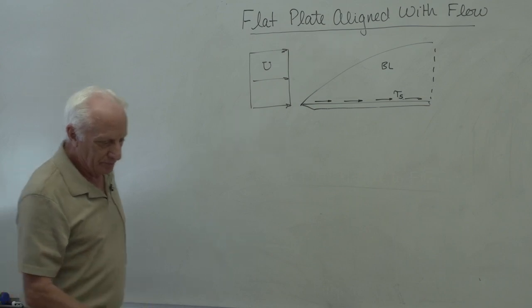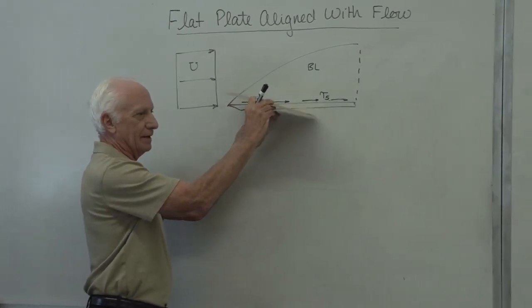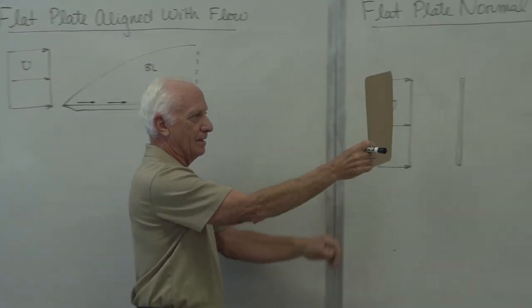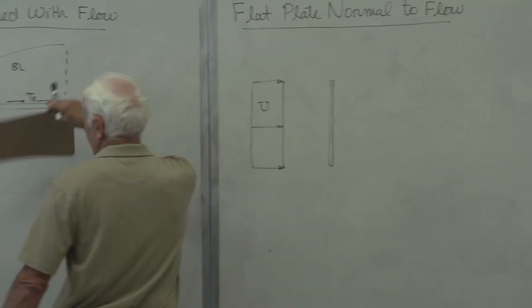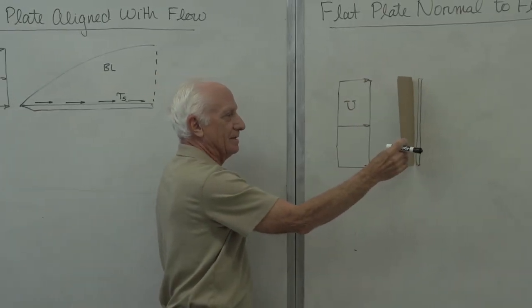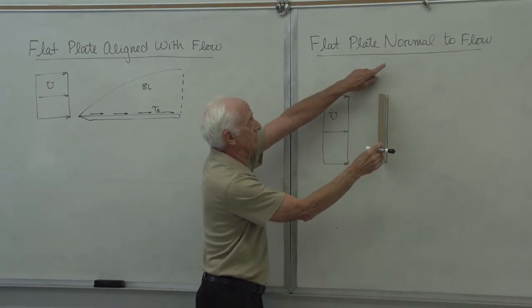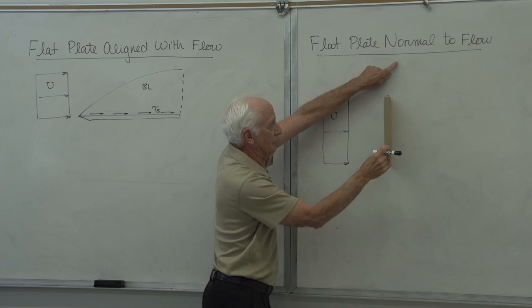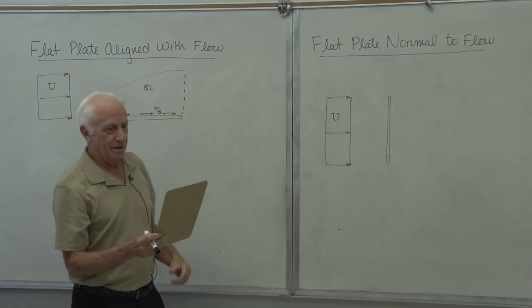Now, we take that same plate. Now we turn it 90 degrees, like that. Very thin plate, okay? This is a sharp edge plate. This is a very thin plate. There's a velocity. The velocity vectors now are normal to the plate. The plate is normal to the flow field, okay? There's going to be a drag.